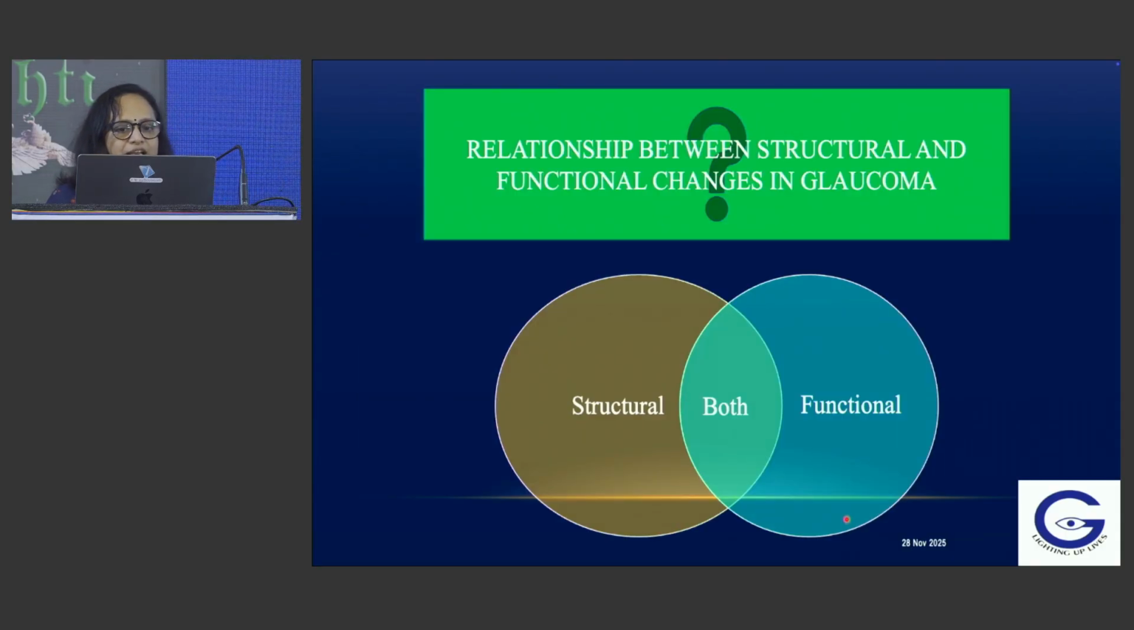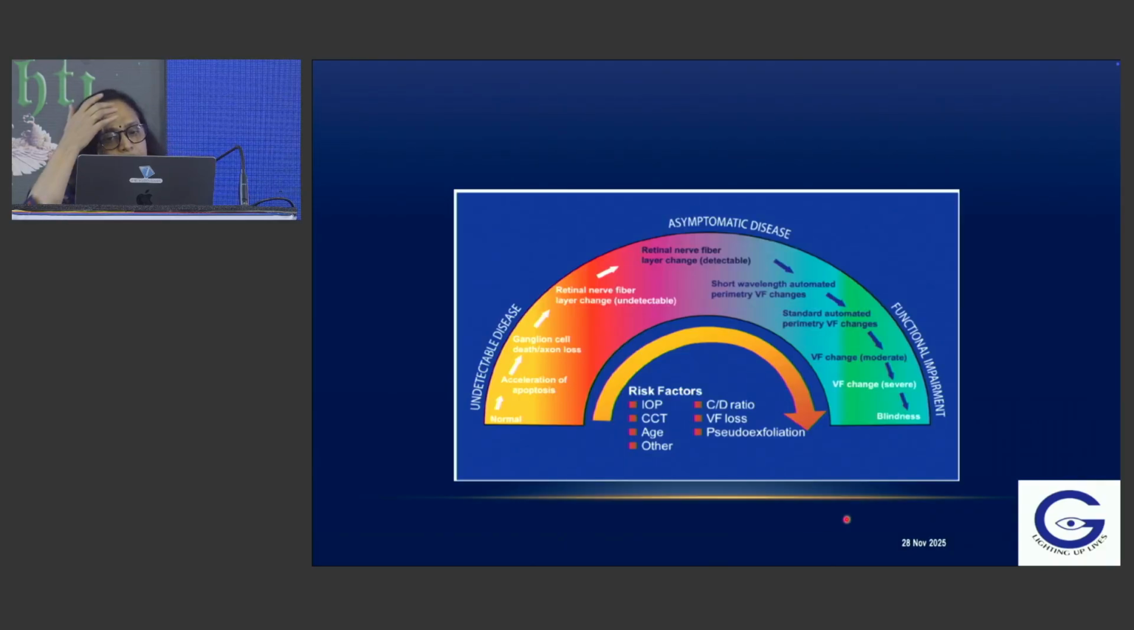So now what is the relationship between the structural and the functional changes in glaucoma? Whether the structural changes occur first or the functional changes occur first, and both are present simultaneously, or can we use the presence of either structural or functional changes alone to make a diagnosis and assess the progression? So this slide on glaucoma continuum shows that the structural loss often precedes the functional loss by years. Significant ganglion cell loss occurs before it's detected on standard automated perimetry.